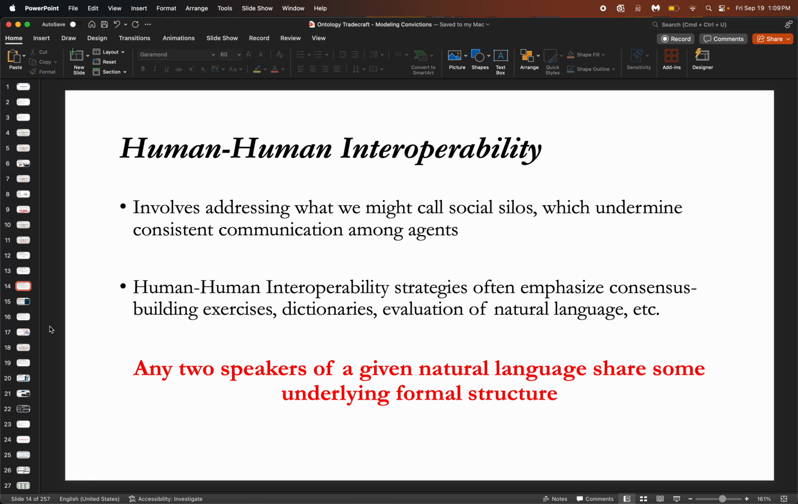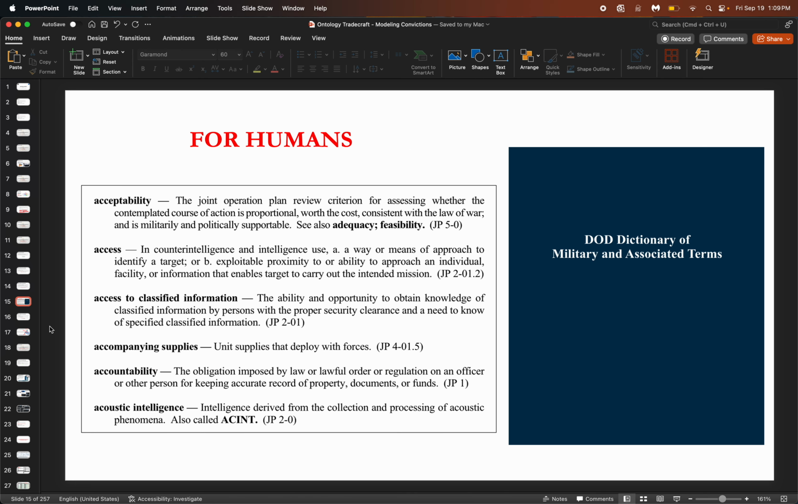On the other hand, there's human-human interoperability, and this involves addressing what we might call social silos, which undermine consistent communication across agents. Strategies that fall into this camp often emphasize consensus-building exercises, dictionaries, evaluation of natural language, and so on. You get together in a meeting and you argue about the right way to use words. The underlying conceit here is that any two speakers of a given natural language share some underlying formal structure, whether it be grammar or otherwise, and that you can find some common ground. You can see this manifested in many ontology engineering circles.